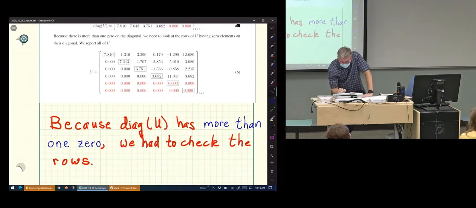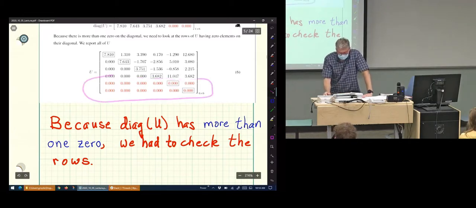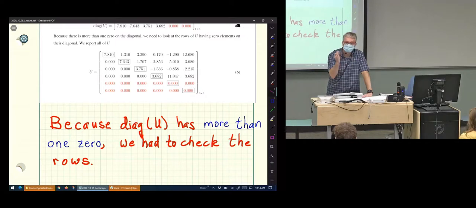There's all of U. And yeah, they're not identically 0. There's a 10 to the minus 12 and 13 and stuff like that. You guys are used to looking at matrices now and seeing 1e-something, where that exponent is really small. Okay, so because the diagonal of U has more than one 0, we had to check the rows.